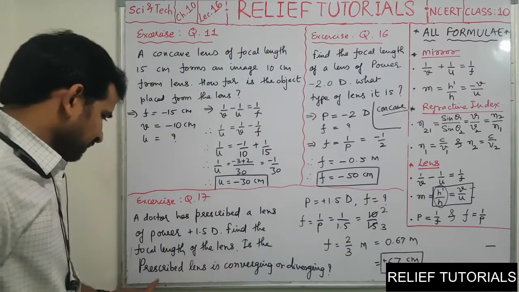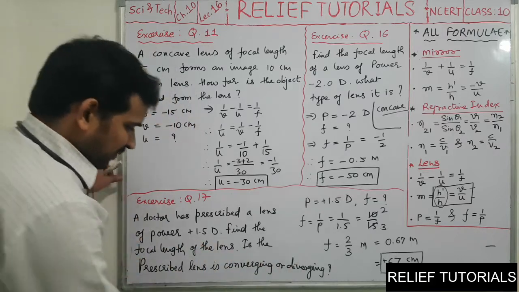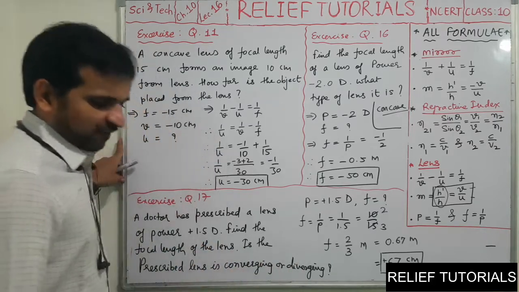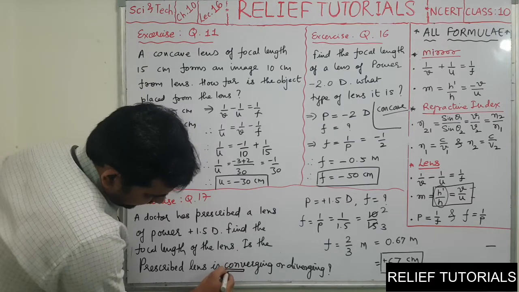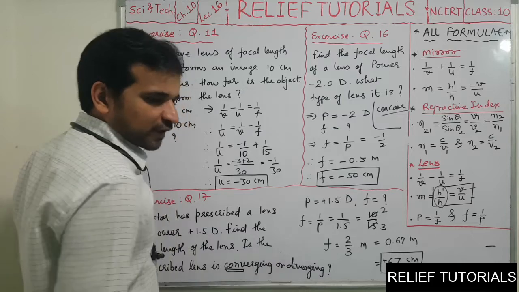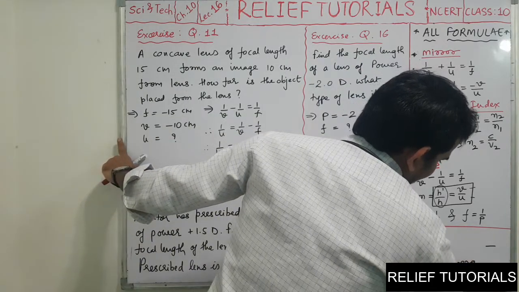Question is the prescribed lens is converging or diverging? Remember, converging means convex and diverging means concave. So here the lens is converging.